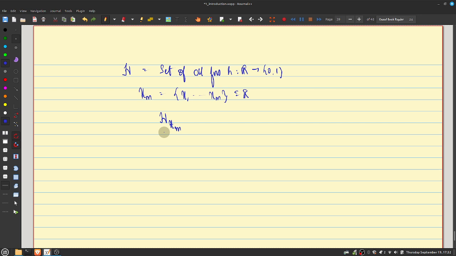H restricted to x_m is finite, yes. It's at most 2 to the power m, right? What I want to comment on is the PAC learnability of H, not H restricted to x_m. We'll see that. Okay, so let's stop here.